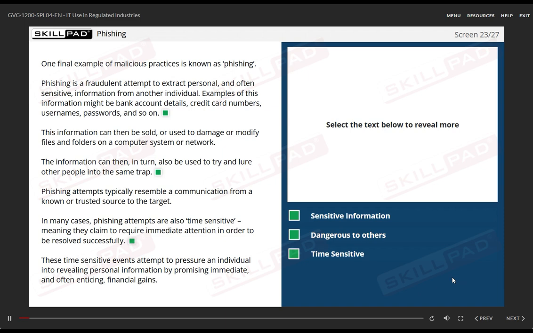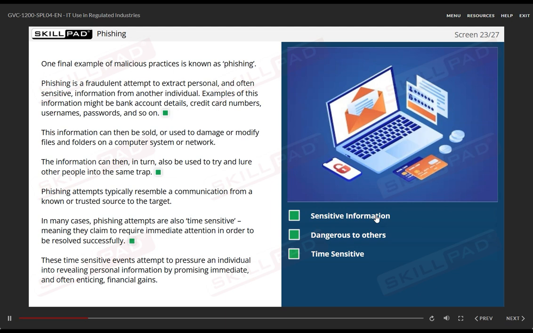Phishing. One final example of malicious practices is known as phishing. Phishing is a fraudulent attempt to extract personal and often sensitive information from another individual. Examples of this information might be bank account details, credit card numbers, usernames, passwords, and so on.